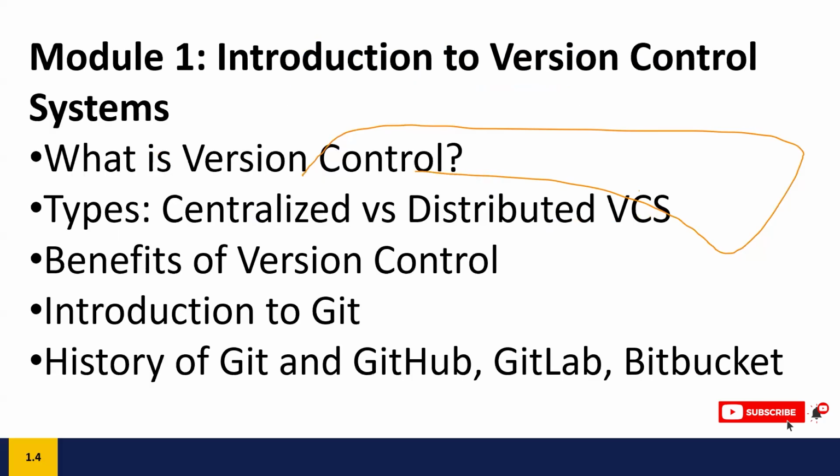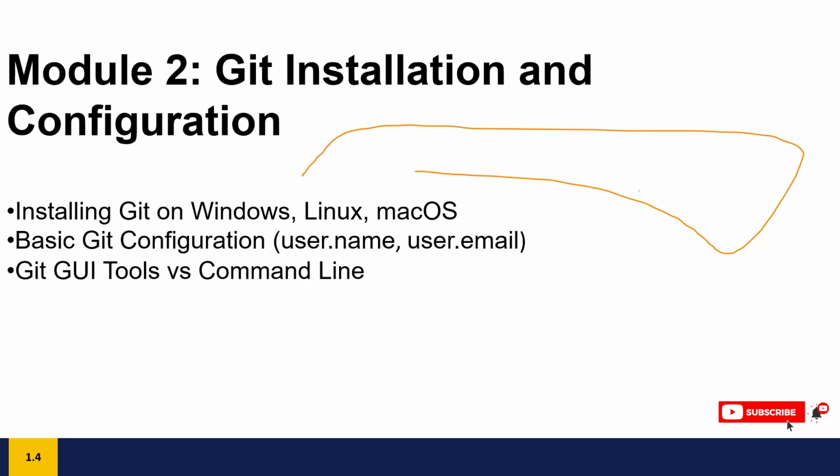So what are the modules we will cover? We will cover module 1, introduction to version control systems. What is a version control system? Types of version control systems: centralized version control system, distributed version control system, benefits of version control systems, introduction to Git, history of Git, and GitHub, GitLab and Bitbucket.